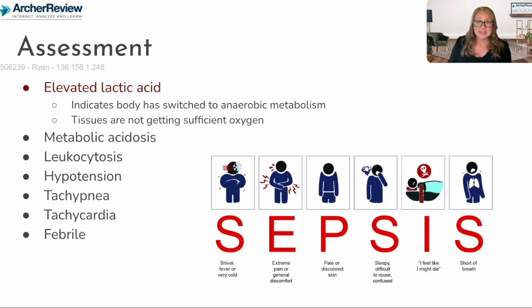I feel like I might die. Sense of impending doom. They feel that way because they're hypoxic. When the brain doesn't get oxygen, it makes you feel like you might die. S, short of breath. Lungs not getting oxygen. Dyspnea, feel like they can't get a good breath. So those are kind of your general assessment findings.